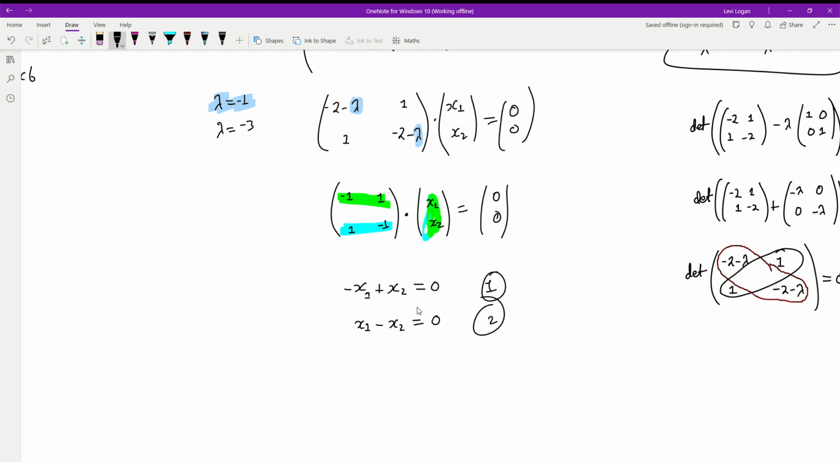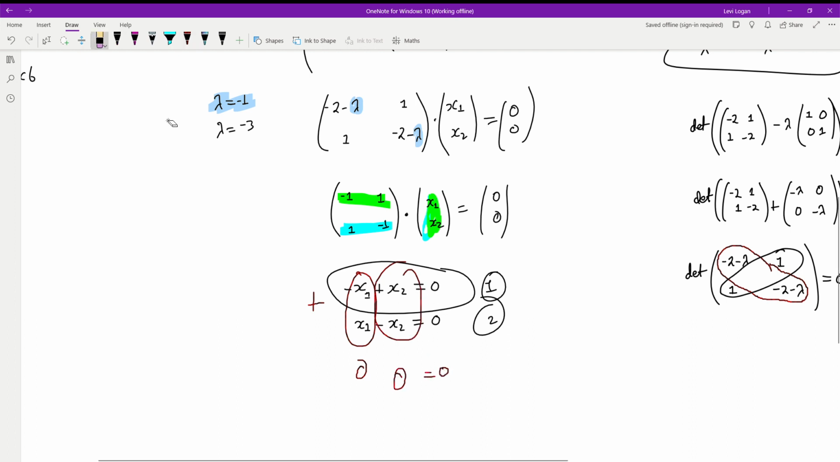Now, all we need to do is solve one of these equations. So, what does this tell us? Well, these equations are pretty much identical, because if you were to add equation 1 and equation 2 together, that bit's going to be 0, and that bit's going to be 0. So that equals 0, 0. So you can use either one of these equations. It doesn't really matter to work out your eigenvector. Now this is the tricky part, okay? So let's take equation 1, and let's move the 1 onto the other side, okay?